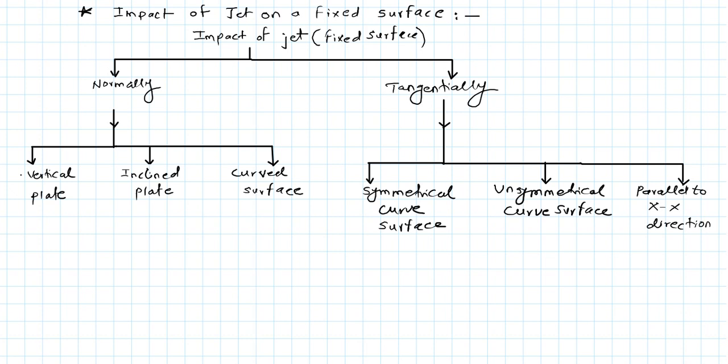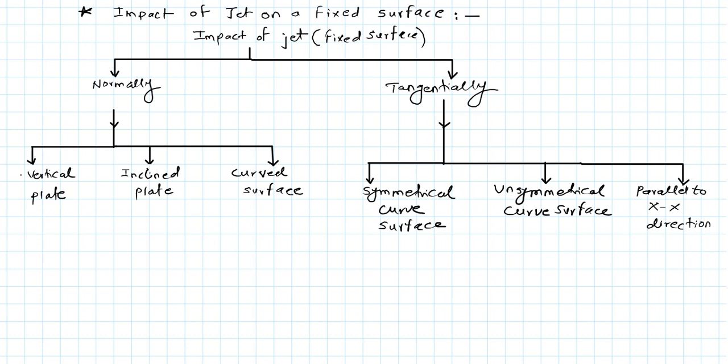When we say the impact of jet is on a fixed surface, it has two flow types. The flow may be normal, or the flow may be tangential. For the normal one, it is a vertical plate, inclined plate, or curved plate, or curved surface. For the tangential one, it is a symmetrical curved surface, unsymmetrical curved surface, or parallel to the x direction. These are the types when the jet strikes a fixed surface.